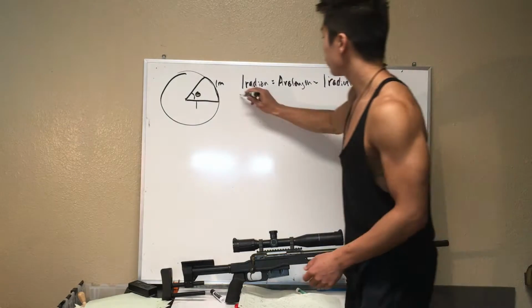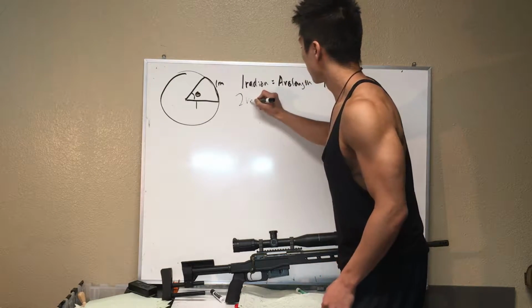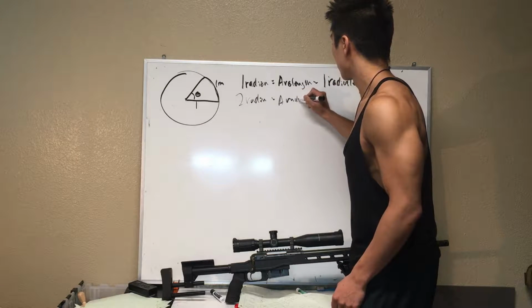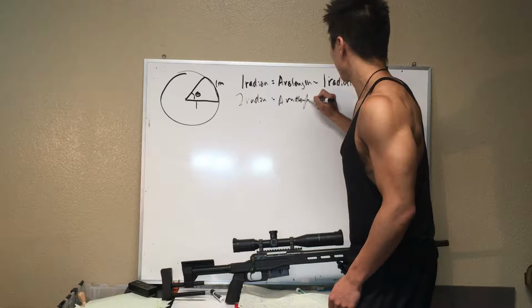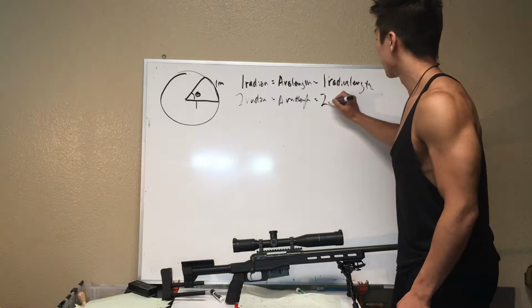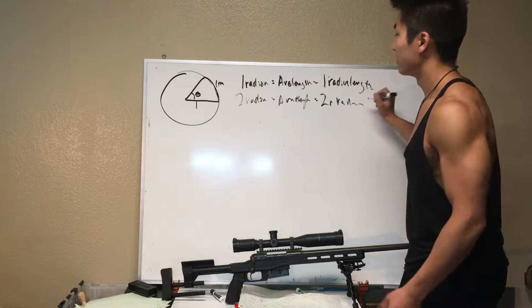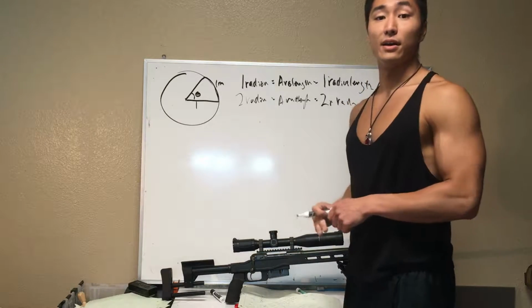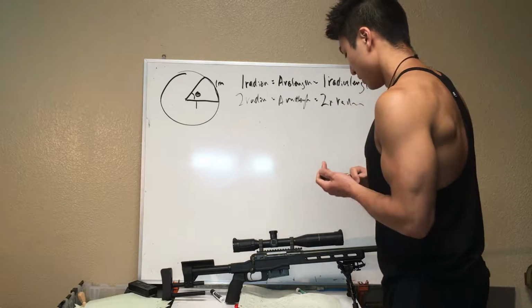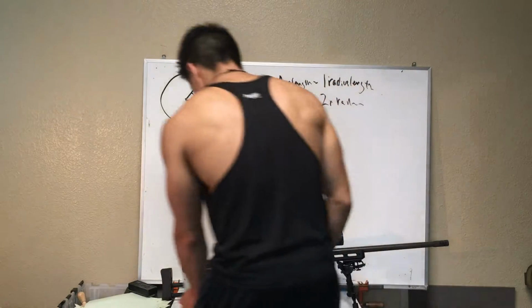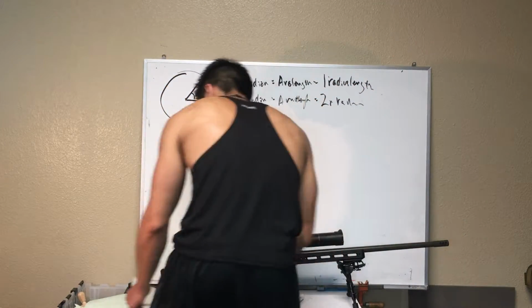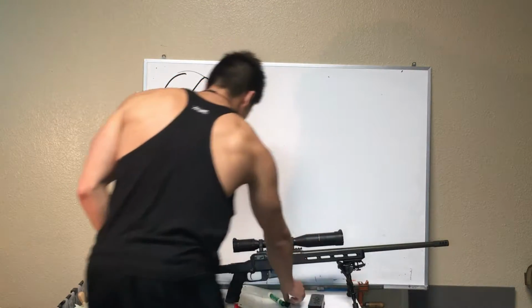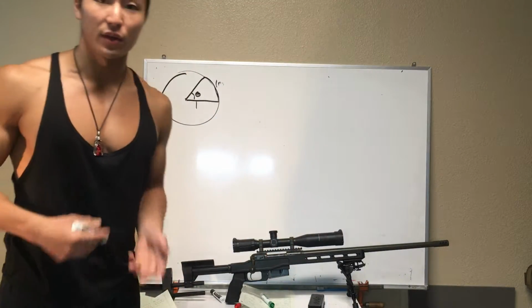Now, 2 radians is when the arc length is 2 times the radius length, and so 3 radians would mean that the arc length is 3 times the radius length. And now that we know that, I'm going to erase it. We want to ask ourselves, how many radians are there in a circle?